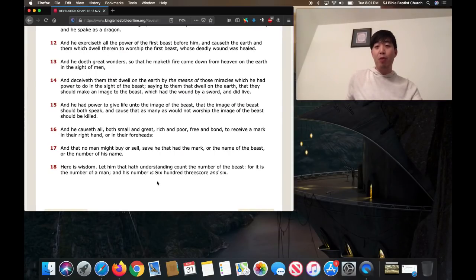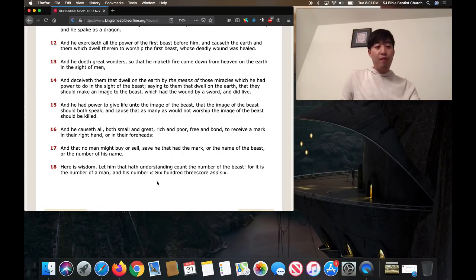So man's number in the Bible is going to be 6. That's what you're going to find out. In Bible numerics, the number 6 is the number of a man. Notice verse 18. And his number is 600. So that's the first 6. 60. That's the second 6. And 6. So notice 666. That's 666. There we go. The infamous mark of the beast is right here.